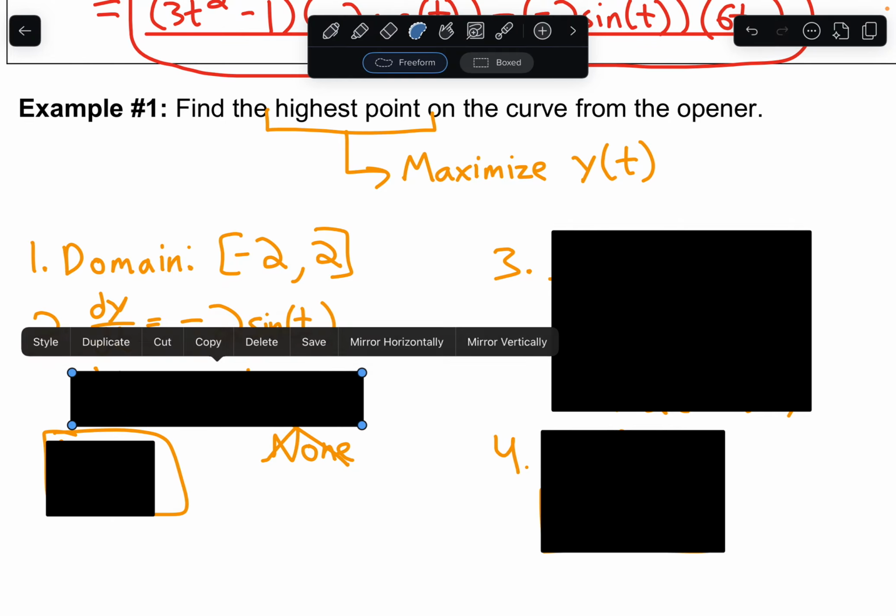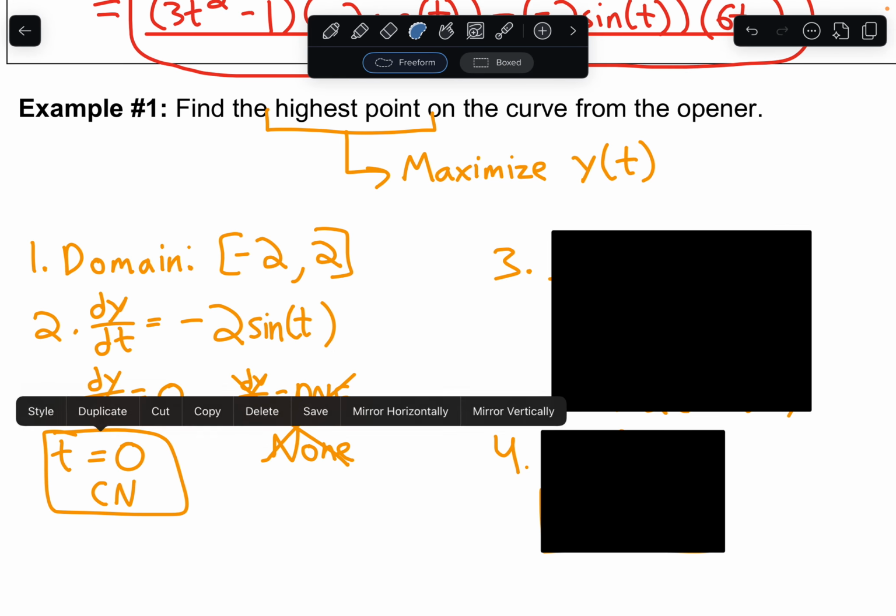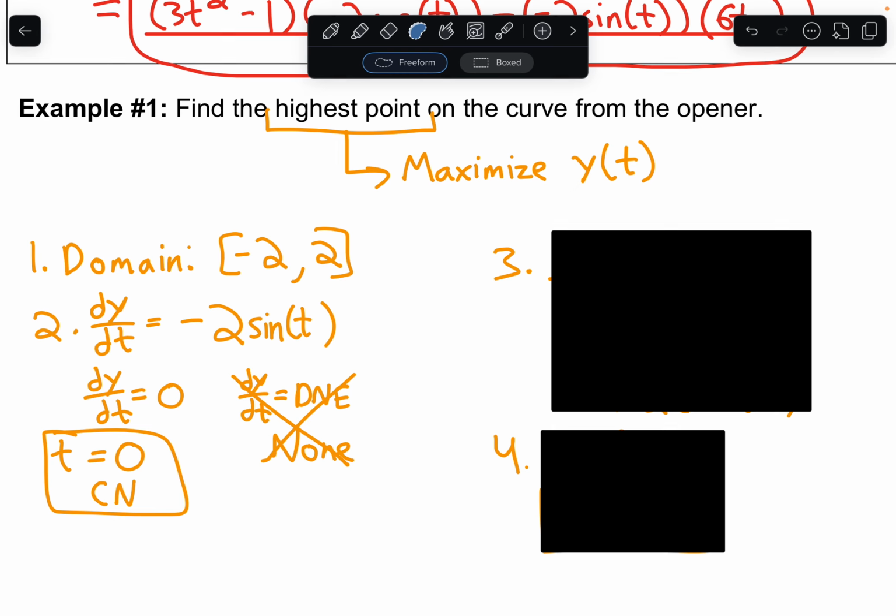And now, continuing this step, we have to set dy dt equal to 0. And don't forget to check if anything makes it not exist. In this case, sine is going to always exist, but still you should be in the habit of writing this down, even if it's going to be none. So coming back to sine again, where is sine going to be equal to 0? That would just be at t equals 0. Pi is bigger than 2, negative pi is less than negative 2, so none of those work.